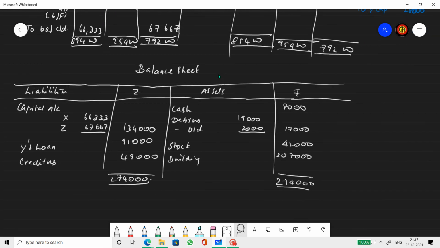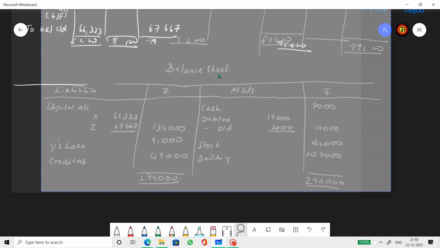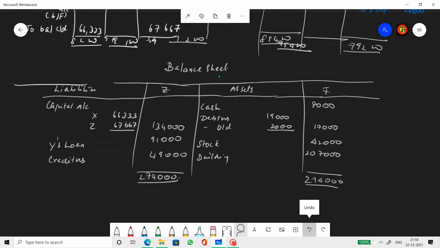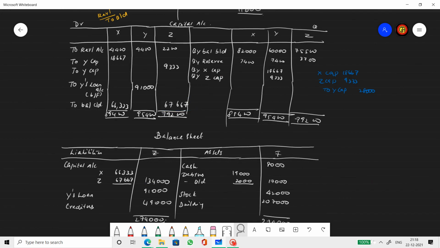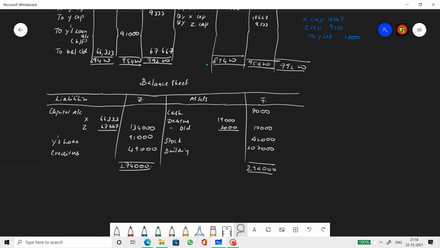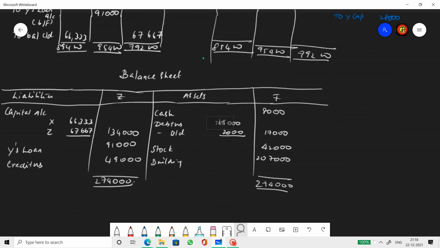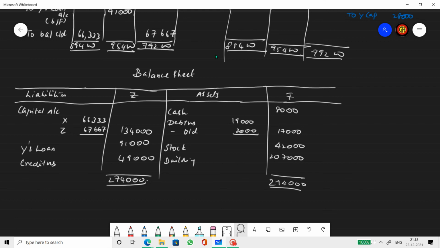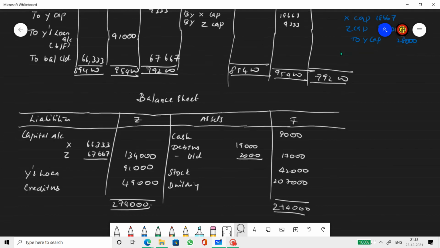So first thing we record is the capital balance of the two remaining partners that we found as 66,333 and 67,667. So this is X and Z's capital balance, totaled to 1,34,000. Then Y's loan account, Y's loan is 91,000 as you can see here.